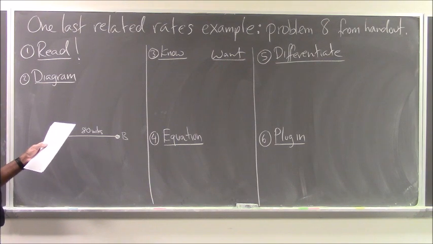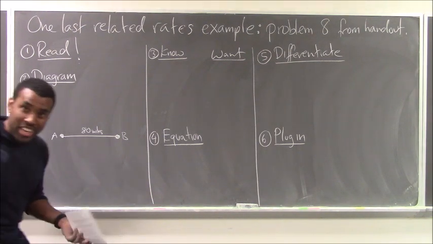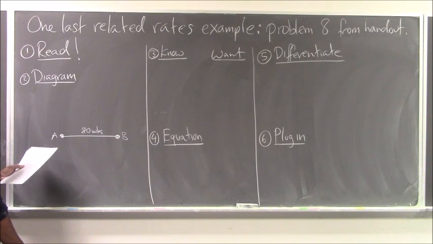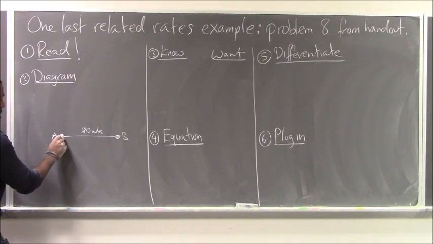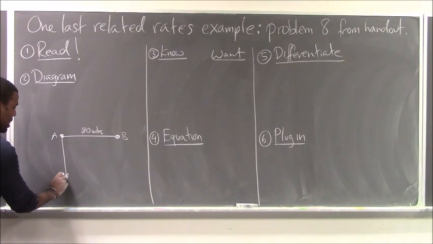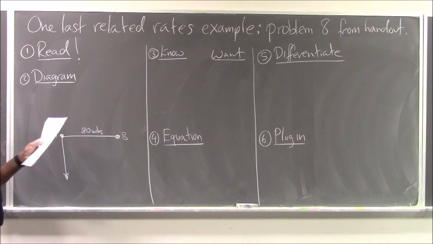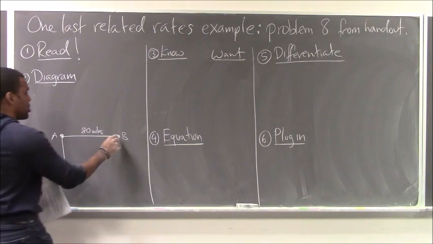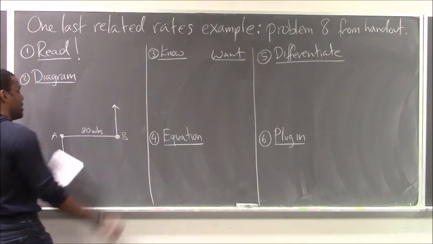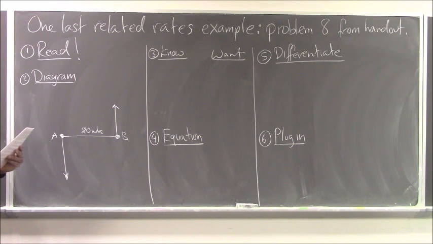Both ships set sail at the same time. Ship A sails south, so ship A starts moving down like that at 20 miles per hour. Ship B sails north, so ship B starts heading up like that at 10. How fast is the distance between them changing?